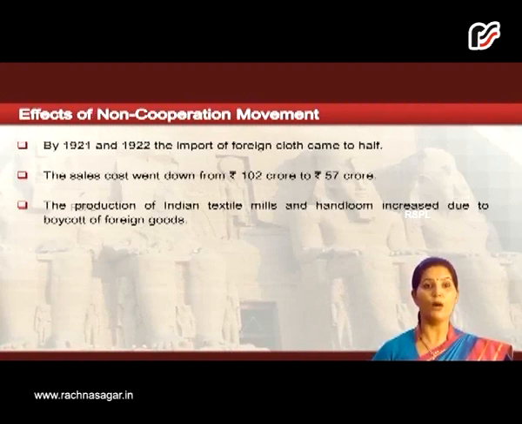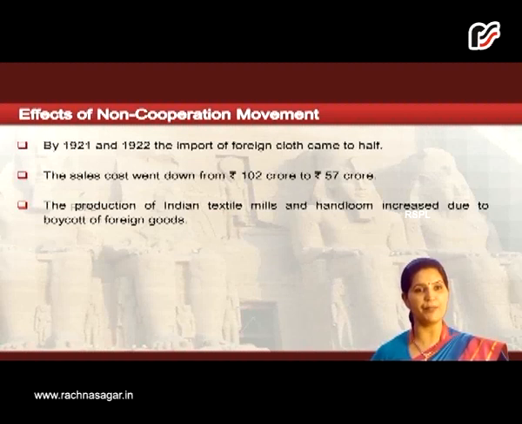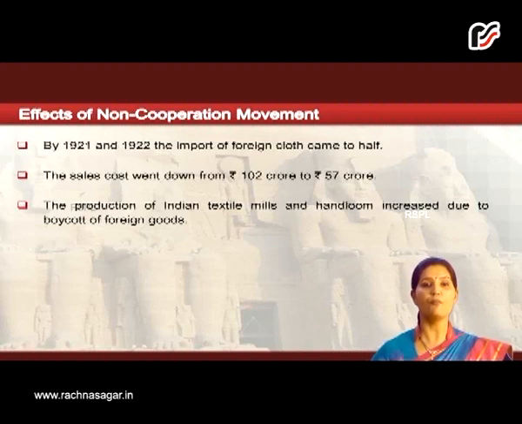With this, now let us discuss the effects of non-cooperation movement. By 1921 and 1922, the import of foreign clothes came to half. The sales cost went down from 102 crores to only 57 crore. The production of Indian textile mills and handloom increased due to boycott of foreign goods.